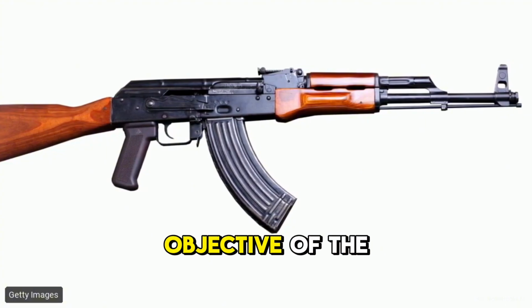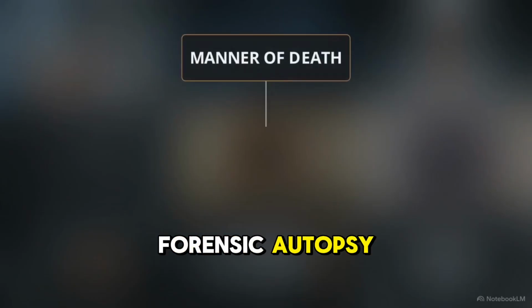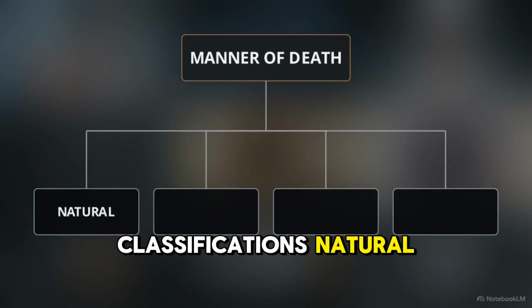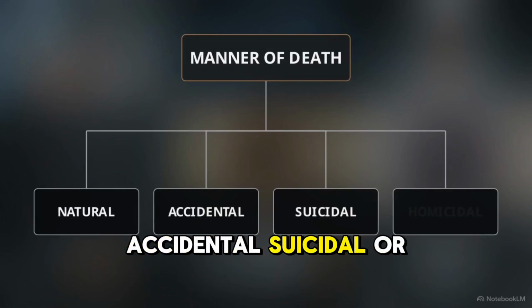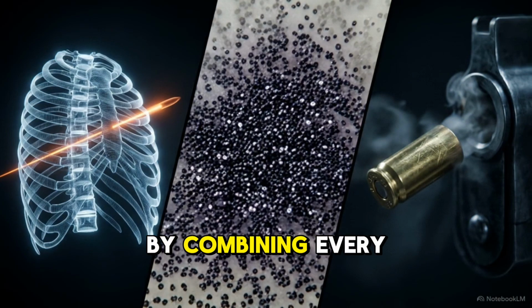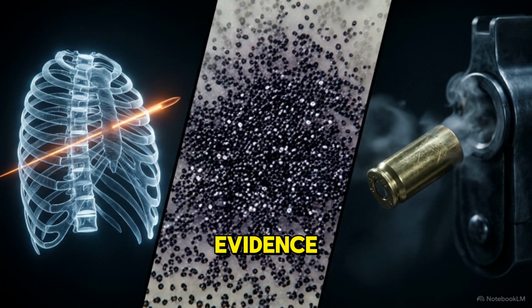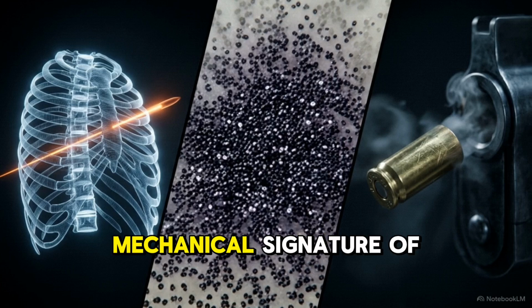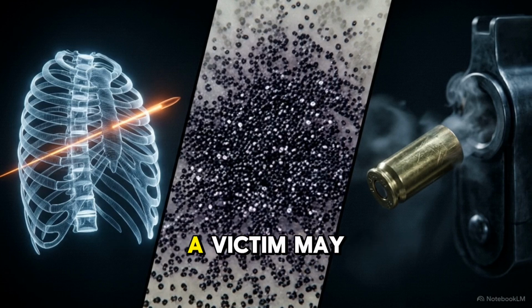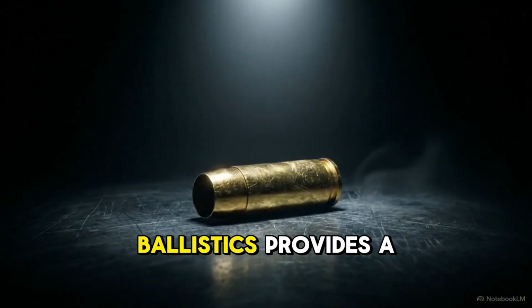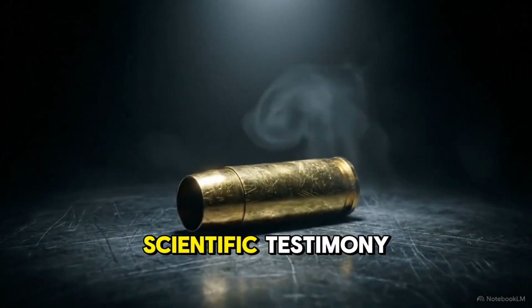The ultimate legal objective of the forensic autopsy is to categorize the death into one of 4 classifications: natural, accidental, suicidal, or homicidal. Pathologists arrive at that verdict by combining every piece of physical evidence: internal trajectory, specific residue range, and the mechanical signature of the firearm. A victim may not be able to speak, but the unalterable physics of wound ballistics provides a permanent scientific testimony.